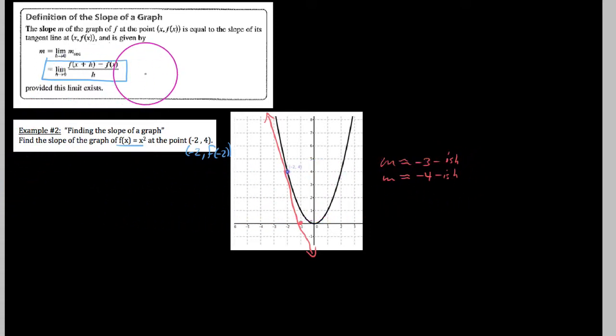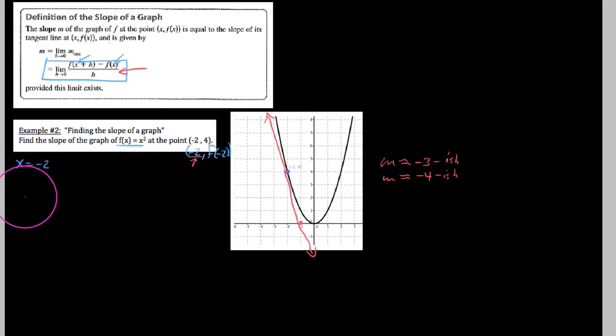What we want to do is find a precise answer, and we can do this by using our formula right here for the slope of a graph. Let's start with a few basic things. We're going to have to evaluate this difference quotient. My first question is: what is the x value at which we are finding the slope? What is the point, and what is its x value? Its x value in this case is -2. So x equals -2.